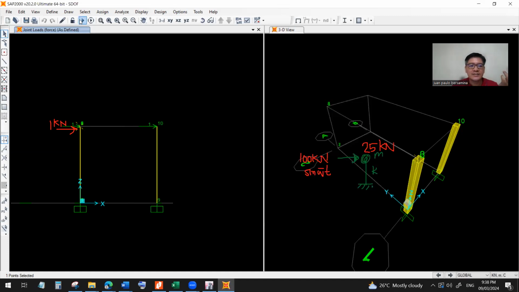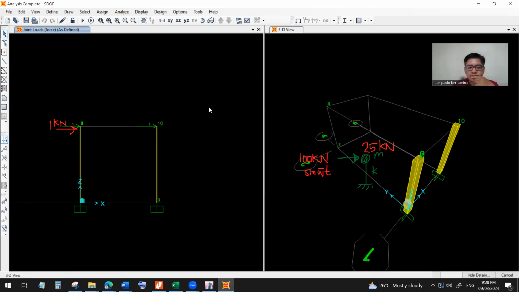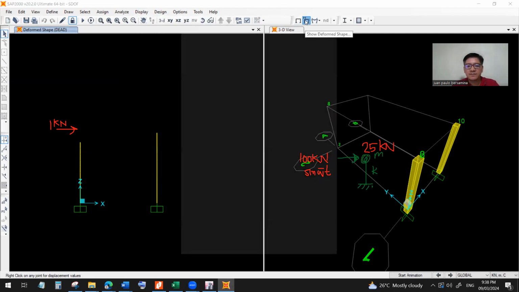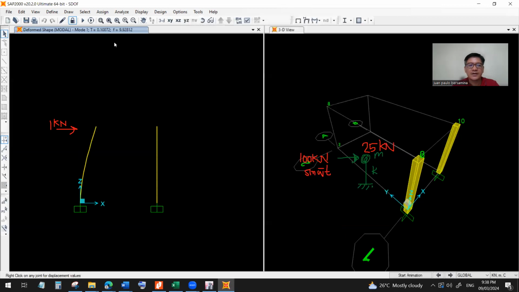And then, just run this. Okay, and then I'd like to show the deformed shape. I'll just show the modal period. Modal, apply. So you can see, it got 0.1, which matches our spreadsheet.